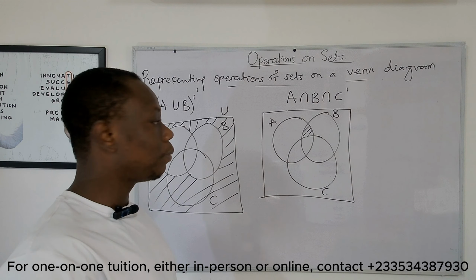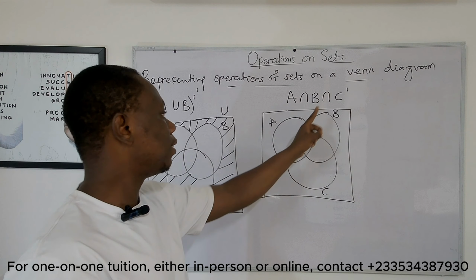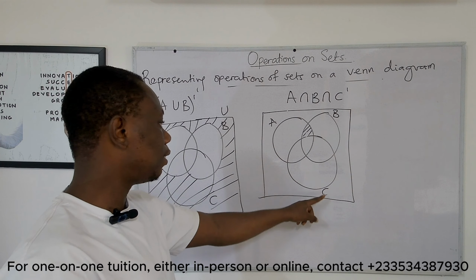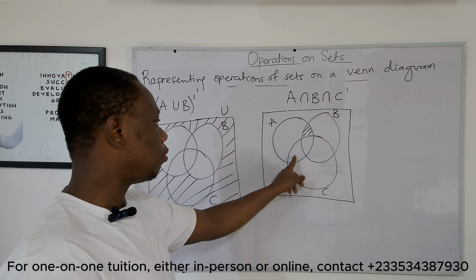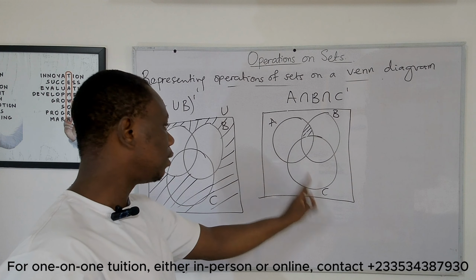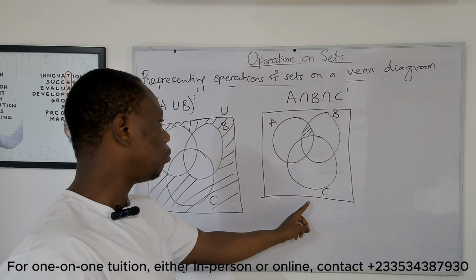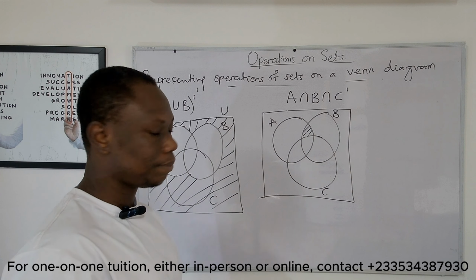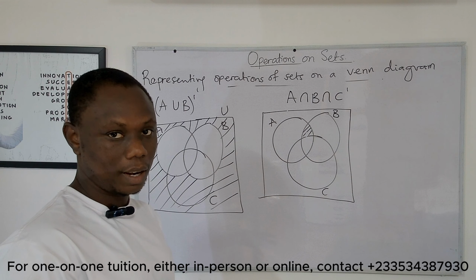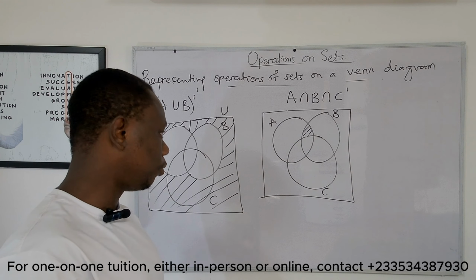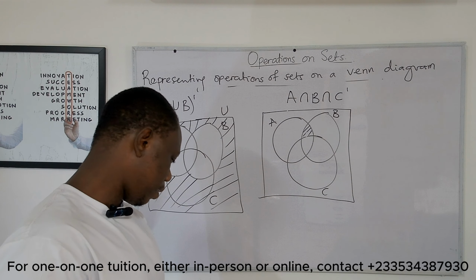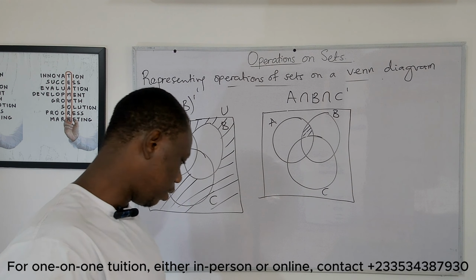The same thing. If you look at A intersection B complement intersection C, that one too will be where? Will be here. A intersection A complement intersection B intersection C will also be where? Will be here. So it follows like that. Alright, so let's continue. Let me do one more of these.